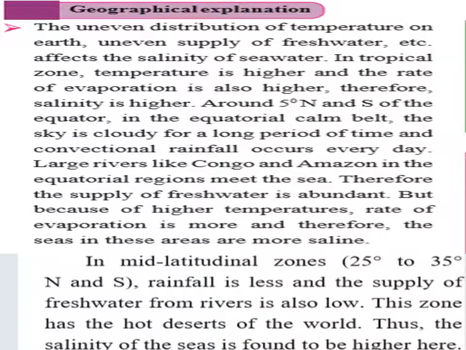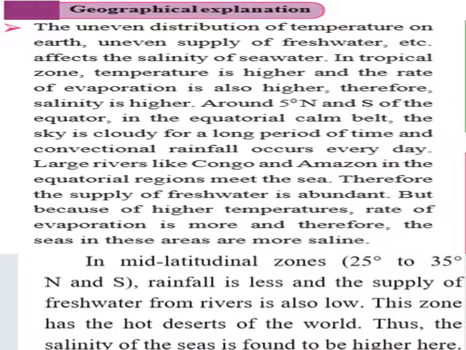Okay, next we will read the geographical explanation of salinity. The uneven distribution of temperature on Earth and uneven supply of fresh water affect the salinity of seawater. In the tropical zone, you have already known it is a very hot region, the temperature is high and the rate of evaporation is also high. Therefore, the salinity is higher. Keep this in mind, children.